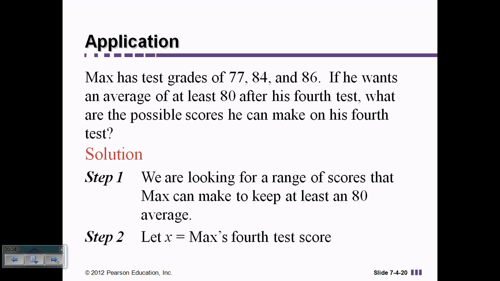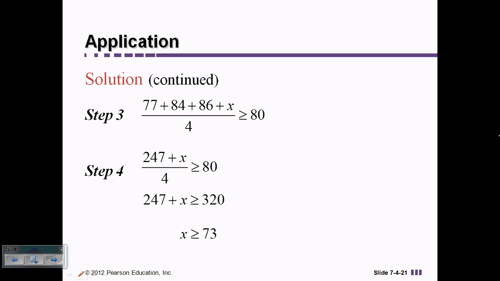Okay, so x is going to be his 4th test score. Here's our equation. To find our average, we're going to take the 3 test scores that we know, 77, 84, and 86, plus that test score that we don't know. We're going to add them together and divide by 4. The problem said to keep at least an 80. So here's the symbol that we use for at least.